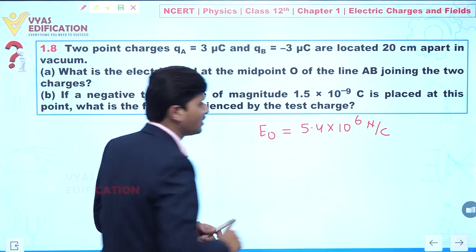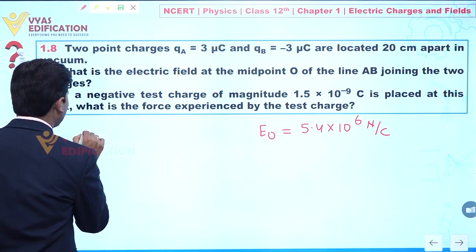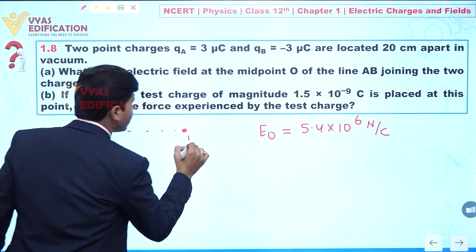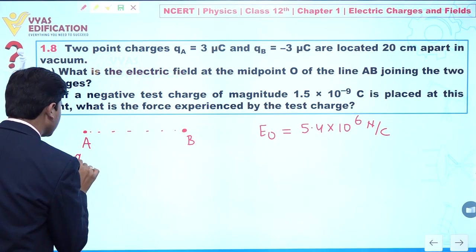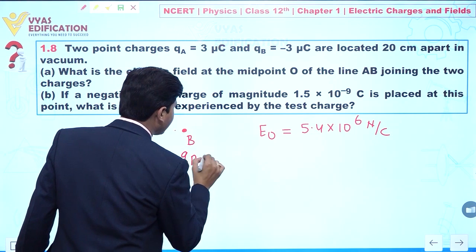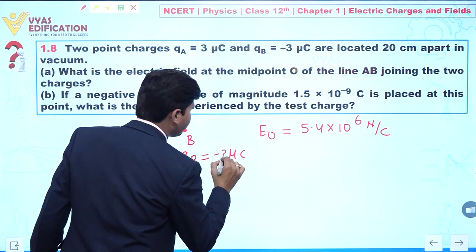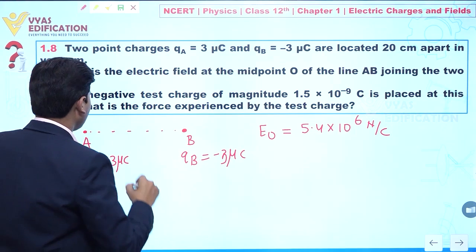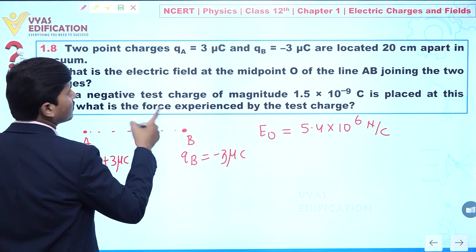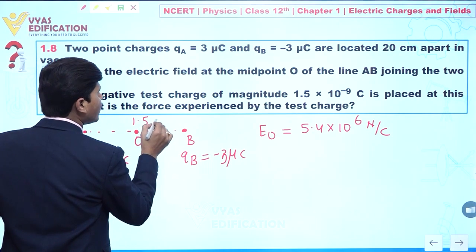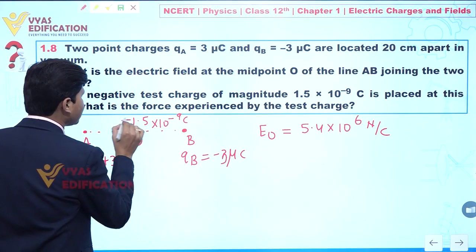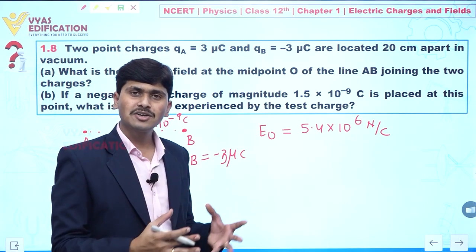So let's suppose here we have a test charge, a point charge. This is A and this is B. This is given to you in a question: QA is equal to plus 3 microcoulomb and QB is equal to minus 3 microcoulomb. Now we are placing here a test charge and this is negative test charge. So we can say this is 1.5 into 10 to the power minus 9 coulomb. Because this is negative test charge, first we will find here direction of a force.